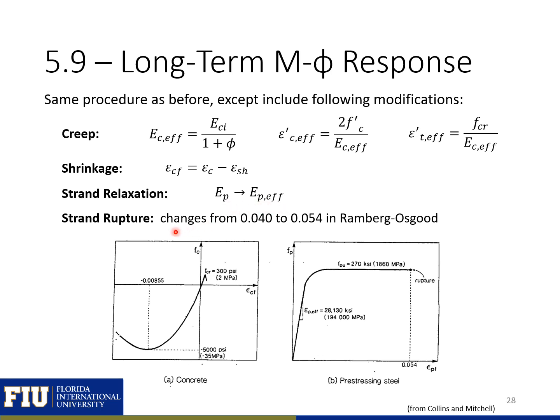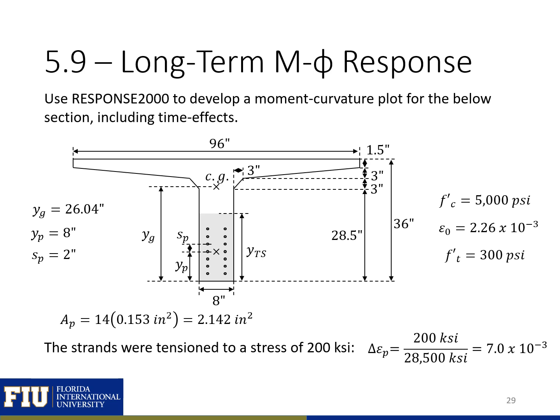The other item would be our strand rupture. We can increase the strand rupture from 0.04 to 0.054. So our relaxation and long-term effects will increase the strain at which the strand ruptures in our Ramberg-Osgood equation. We can include these time effects in our Response 2000 analysis and find our long-term response for our section.